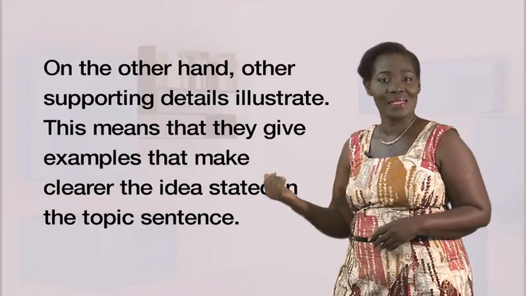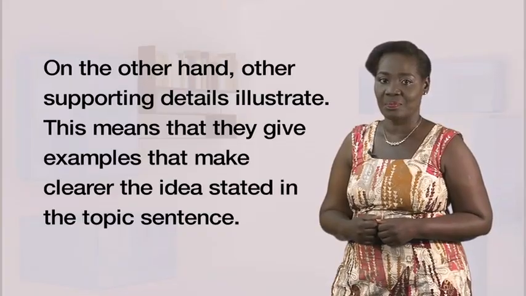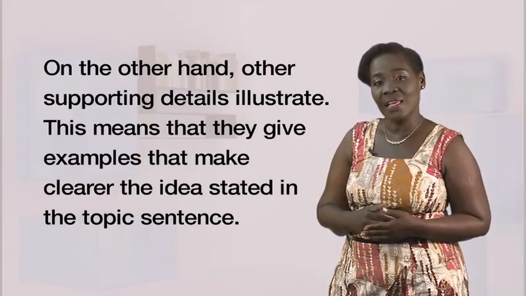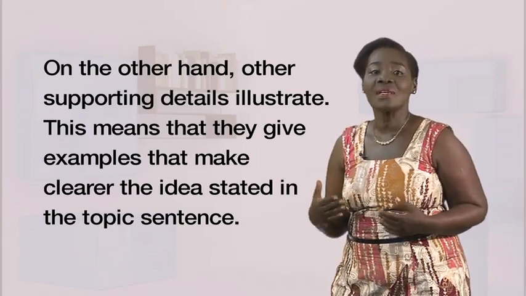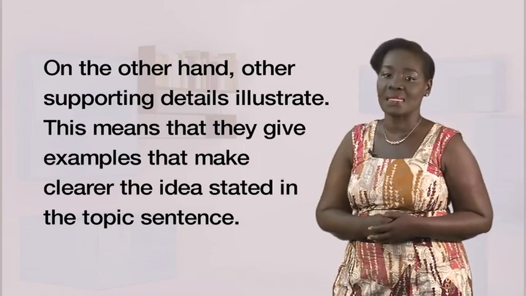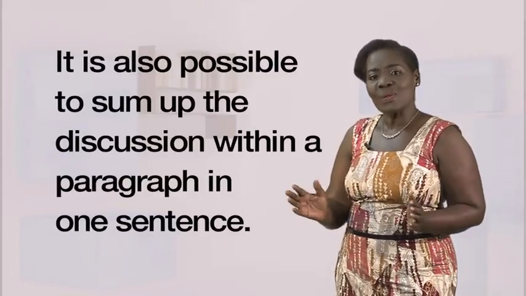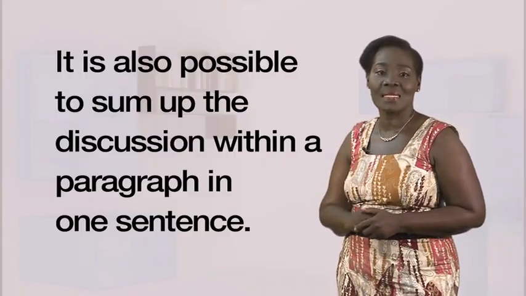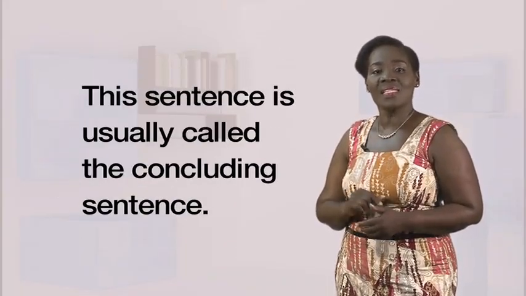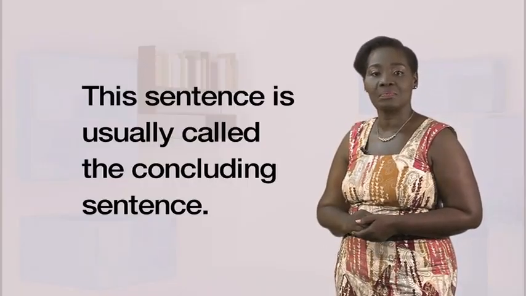On the other hand, other supporting details illustrate. This means that they give examples that make clearer the idea stated in the topic sentence. It is also possible to sum up the discussion within a paragraph in one sentence. This sentence is usually called the concluding sentence.